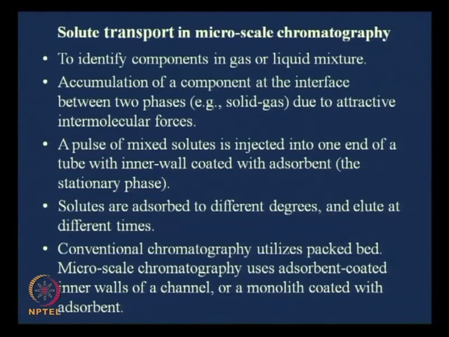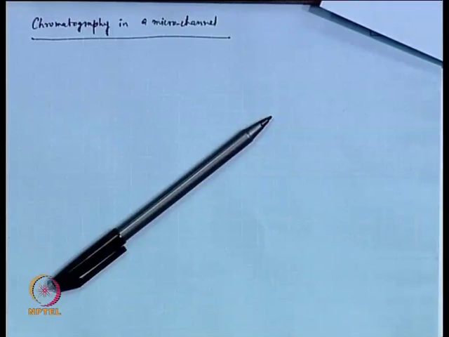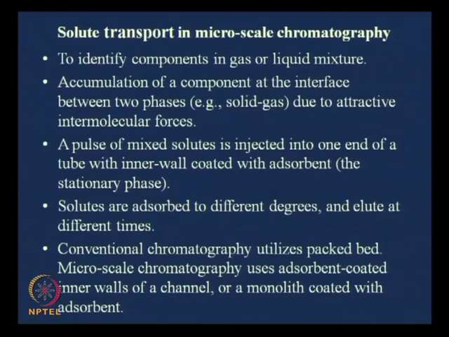Accumulation of a component at the interface between two phases, such as solid and gas, due to attractive intermolecular forces. Where are you getting these two phases? You have a tube or a non-circular channel, and the inner wall of the channel is coated with an adsorbent material. One or more of the components would accumulate on the wall, on that solid adsorbent layer that you put. So, the interface between solid and gas is at the wall, and this accumulation is due to attractive intermolecular forces.